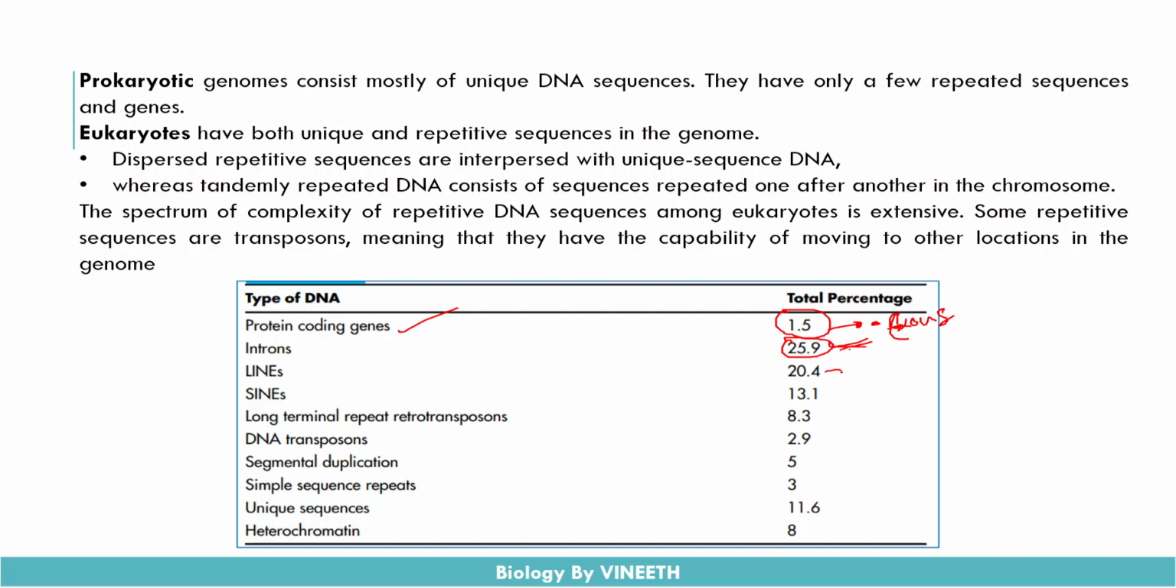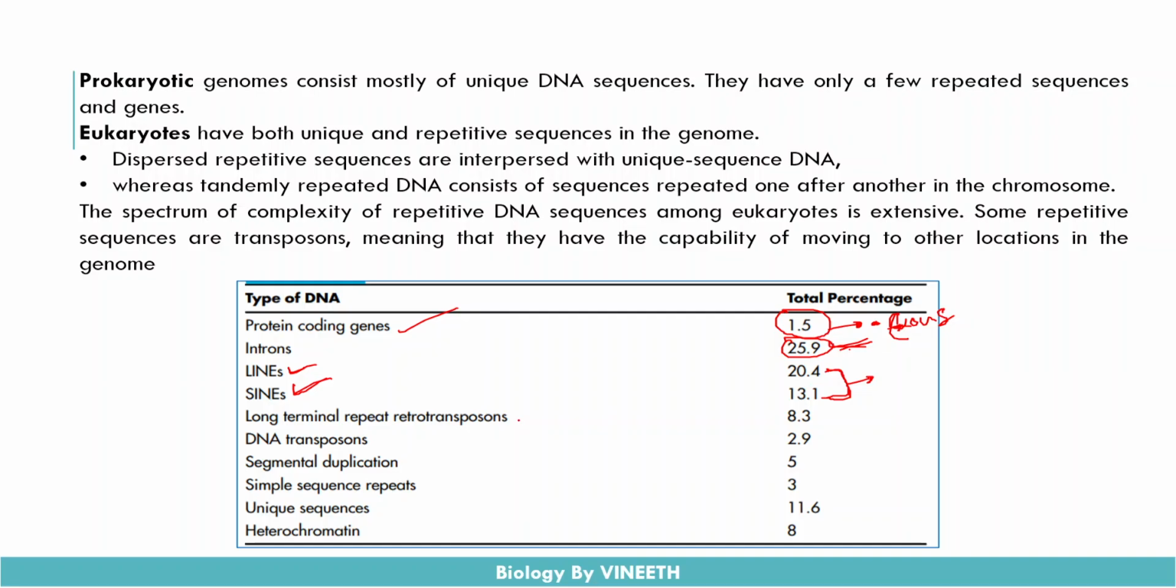LINEs and SINEs are retrotransposons. They transpose to different locations on the chromosomes by using a special enzyme called reverse transcriptase, which I'll tell you about. LINEs stand for long interspersed nuclear elements, and SINEs for short interspersed nuclear elements. In total they comprise about 33 or 34% of the genome.